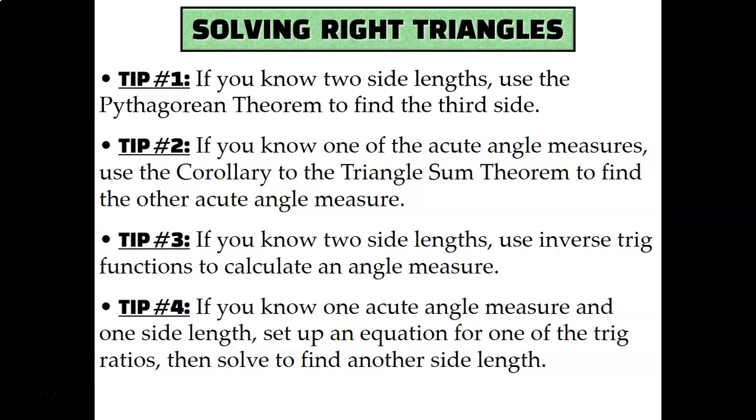Again, no trigonometry needed. But you will have to use trigonometry at some point, depending on what kind of information you're given. If you were given 2 side lengths, you're going to need to use inverse trigonometry in order to calculate an angle measure. And if you were given 1 angle measure and 1 side length, then you'll just use normal trigonometry to set up a trigonometric ratio and solve. So let's give it a try.